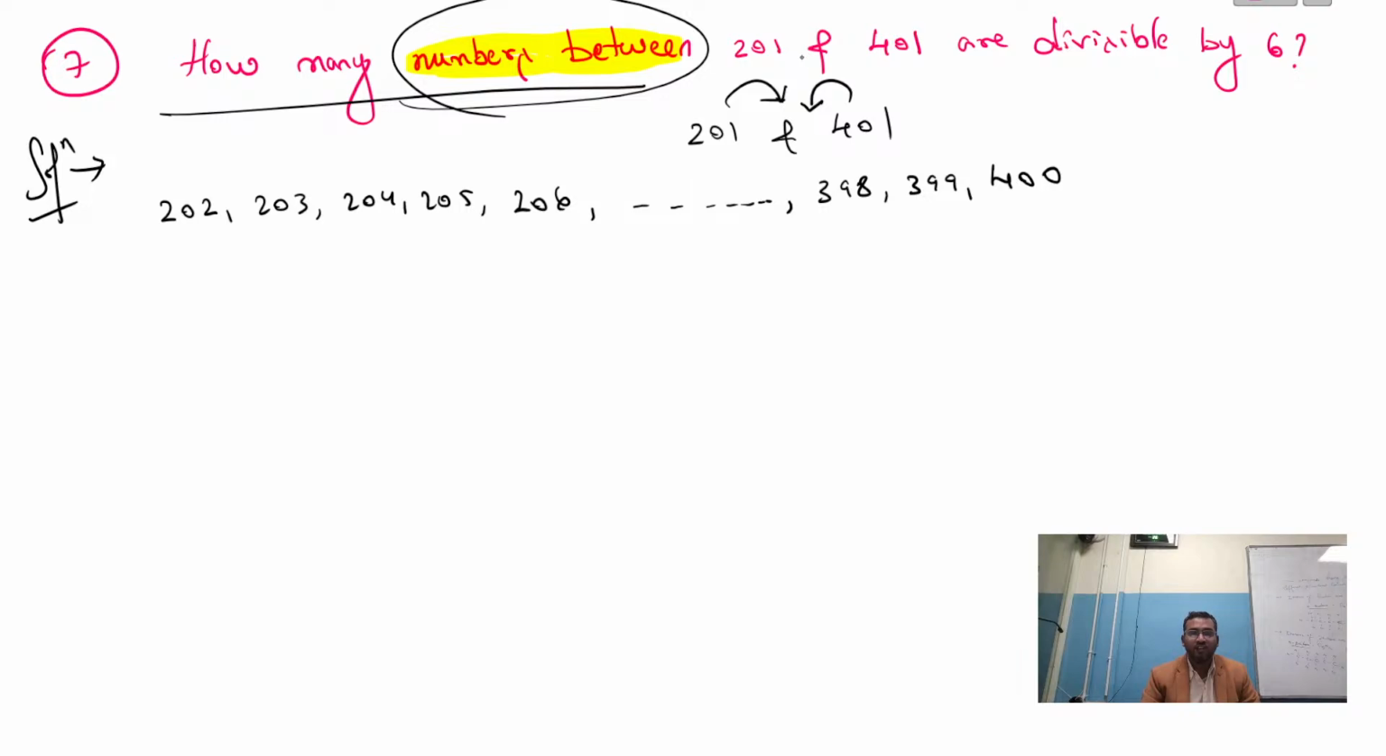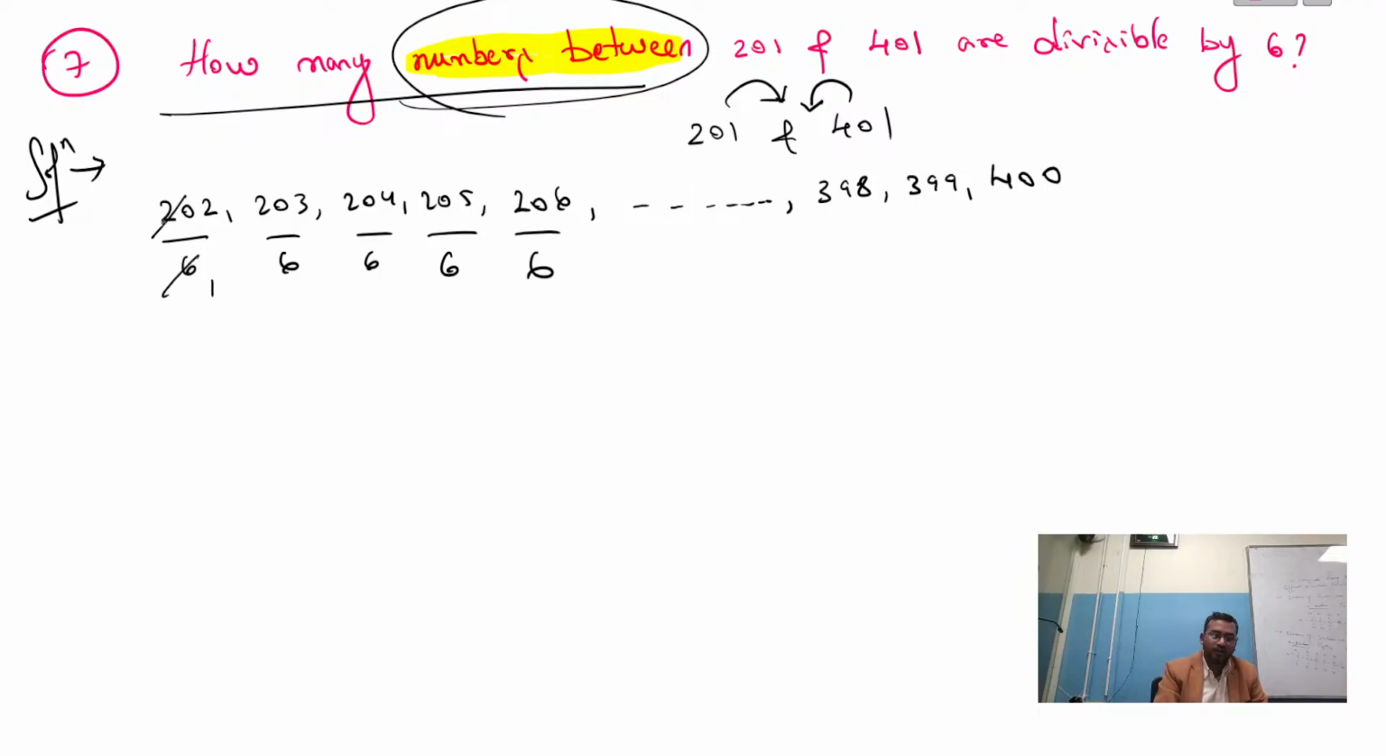After 201, what is the next number you write? Write some 3-4 numbers. 401 don't take. Before 401, which are the numbers you have? Write some 3-4 numbers. Now, one by one, you just divide by 6. Which number is divisible by 6? Just check it out. Are 202 and 6 both divisible?